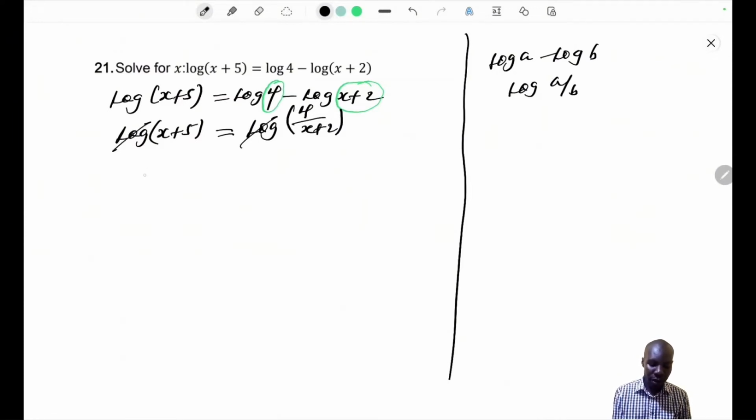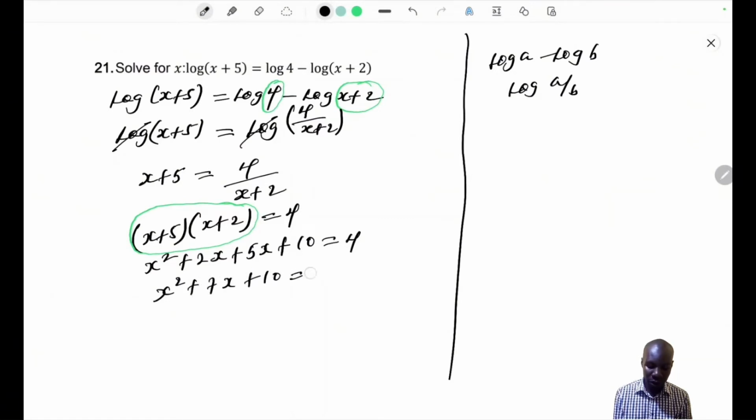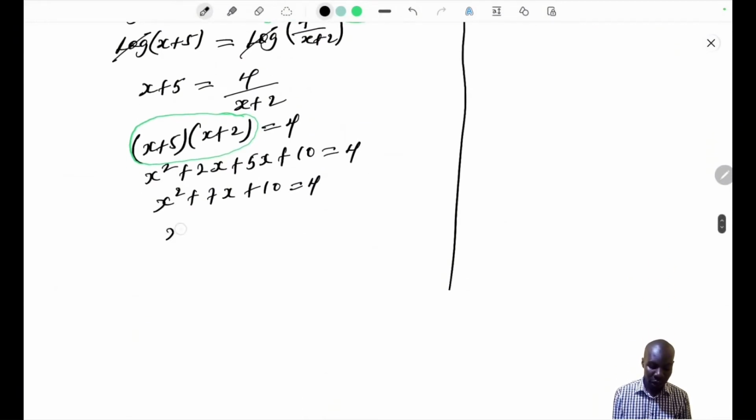So the logs cancel. We are left with x plus 5 equals 4 over (x plus 2). So cross multiply, you'll have (x plus 5) in bracket (x plus 2) equals 4. So x squared plus 2x plus 5x plus 10 equals 4. What I've done, I've expanded and done away with the bracket. So this gives me x squared plus 7x plus 10 equals 4. Collect the like terms. We'll have x squared plus 7x plus 10 minus 4 equal to 0. So we'll have x squared plus 7x plus 6 equal to 0.